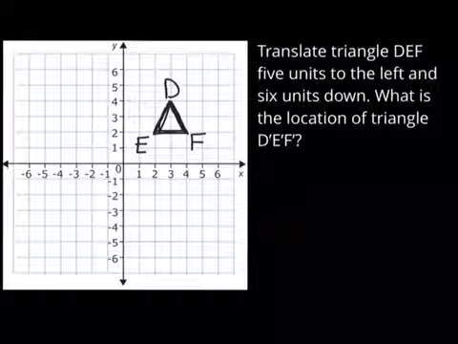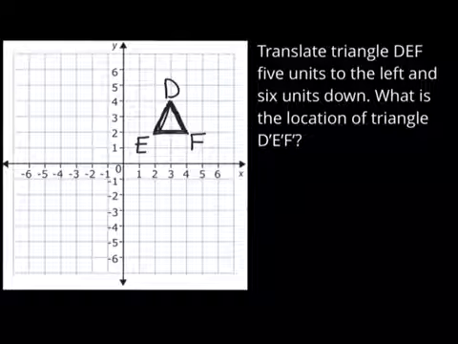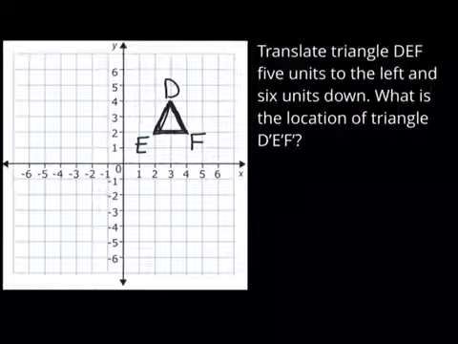So, what I'm going to do is I'm actually going to count. And because F is just chilling over here to the side, I'm going to move him first. Does it really matter which one I move first? No, that's just the one I'm picking, okay? So, it says 5 units to the left and 6 units down.